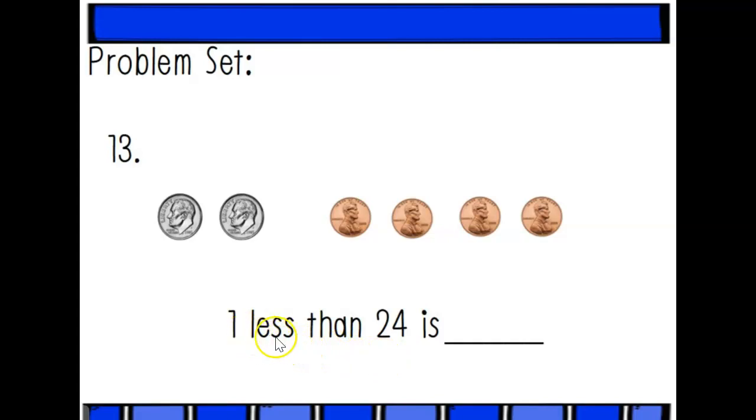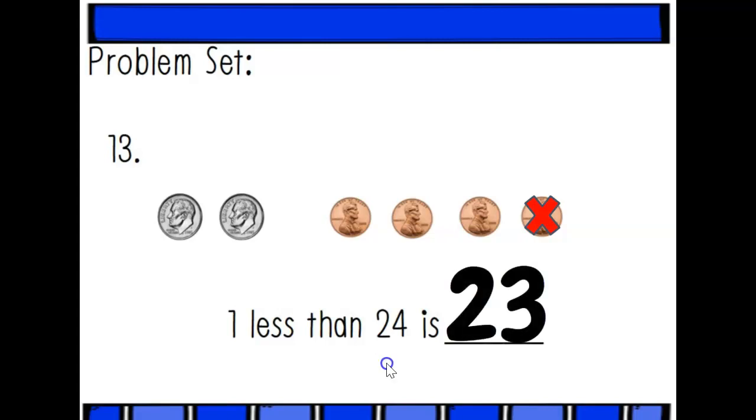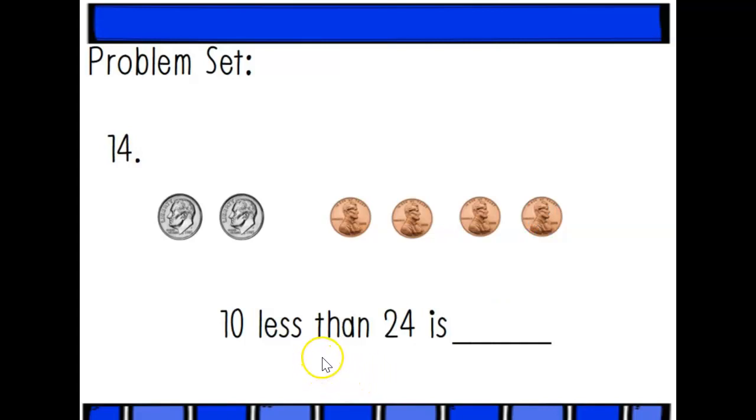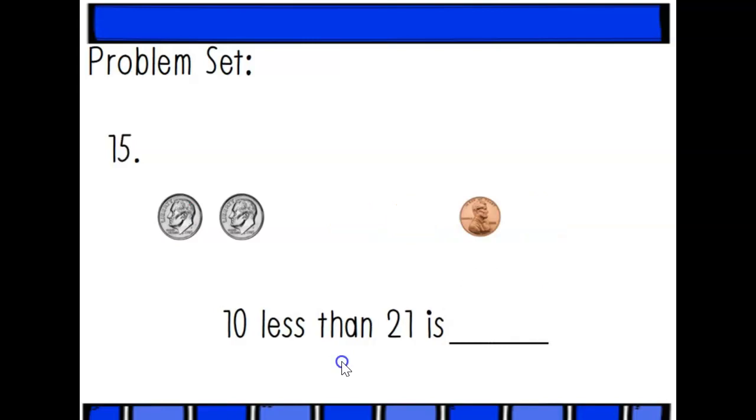All right, what is 1 less than 24? 1 less than 24 is... I crossed off my 1. Did you say 23? Woohoo! All right, what is 10 less than 24? I'm going to cross off one of my dimes for one of my 10s. Did you say 14? You are a math rock star.